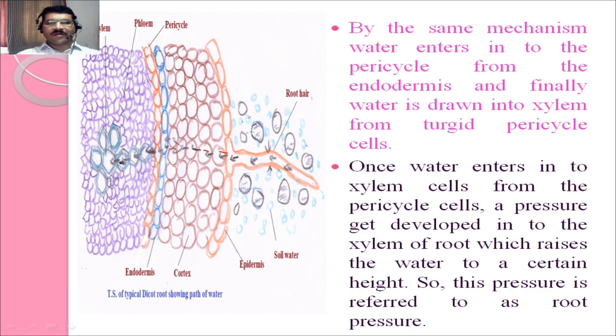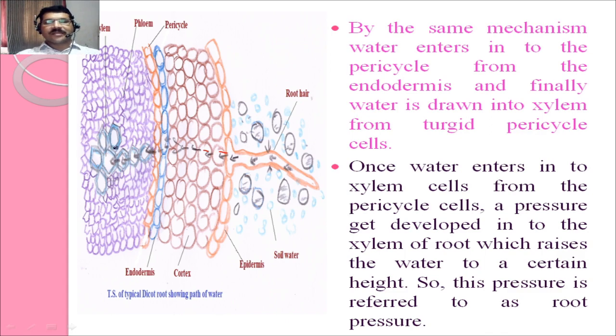So these are all the xylem cells, you can see here in the diagram. Once water enters the xylem cells from the pericycle cells, a pressure gets developed in the xylem of the root, which raises the water to a certain height. This pressure is referred to as root pressure. So we can see here, once these xylem cells draw water from the pericycle cells, they develop a pressure in the xylem column, and due to that water rises up to a certain height in the plant.